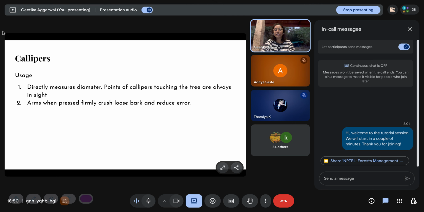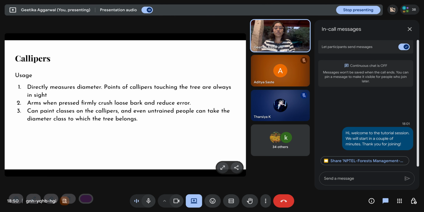The second point is that the arms of the caliper can press firmly and they can crush the loose bark, so that will give you a reduced error. The error will be less because the bark is crushed.